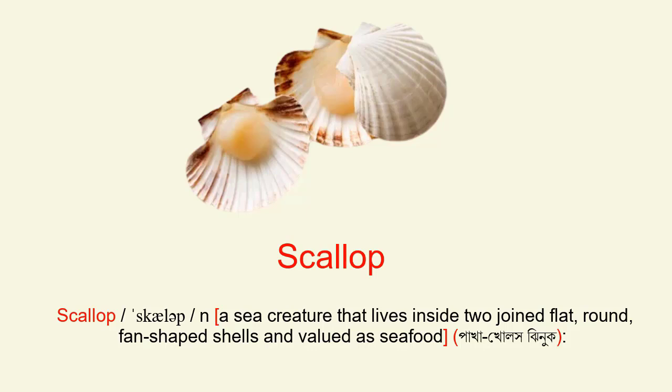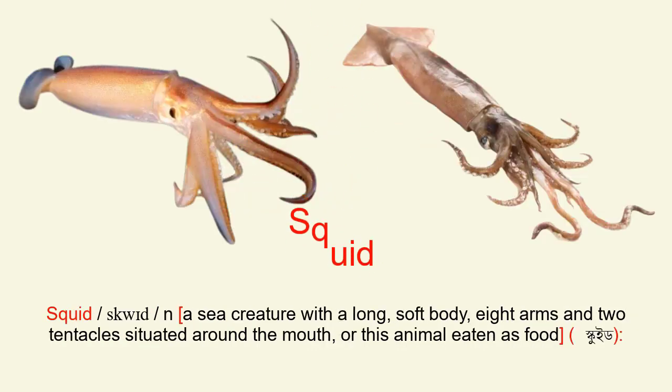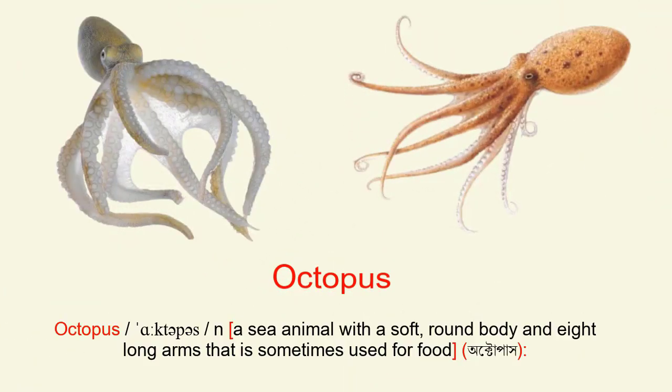Scallop. A sea creature that lives inside two joined, flat, round, fan-shaped shells and valued as seafood. Squid. A sea creature with a long, soft body, 8 arms, and 2 tentacles situated around the mouth, or this animal eaten as food. Octopus. A sea animal with a soft, round body and 8 long arms that is sometimes used for food.